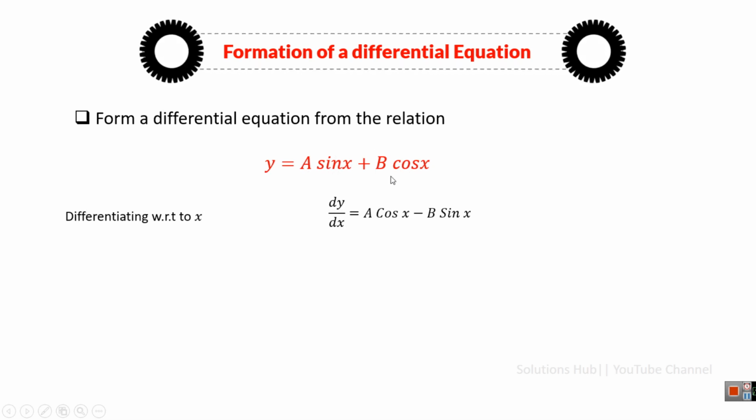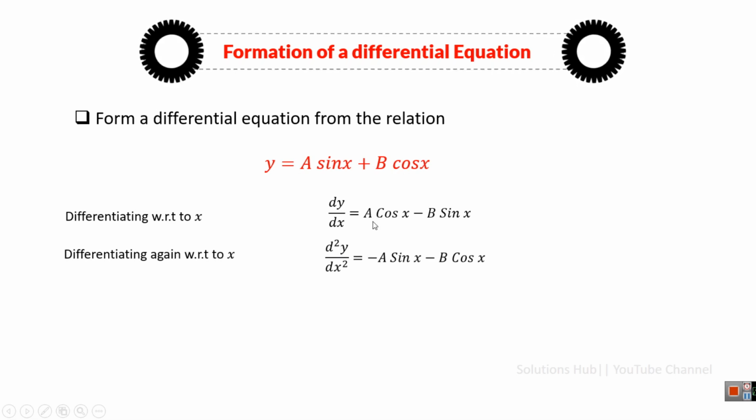Now if you take the derivative of b cos x, b is a constant, b will be the same, and the derivative of cos x will be minus sin x, so here we have a minus sign. So we have differentiated the first time. As we have two constants, we have to differentiate it again. Differentiating that equation again with respect to x, we now have a second derivative, that is why 2 is appearing above d. The derivative of a cos x will be minus a sin x, and the derivative of b sin x will be b cos x.